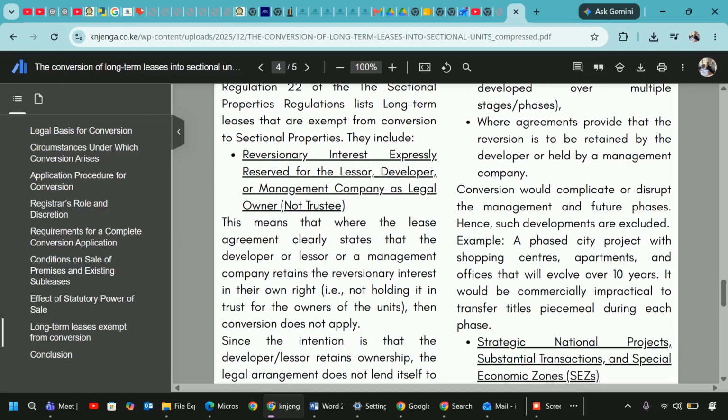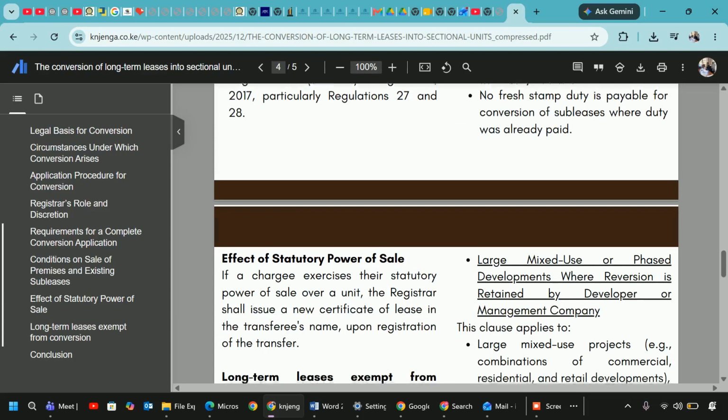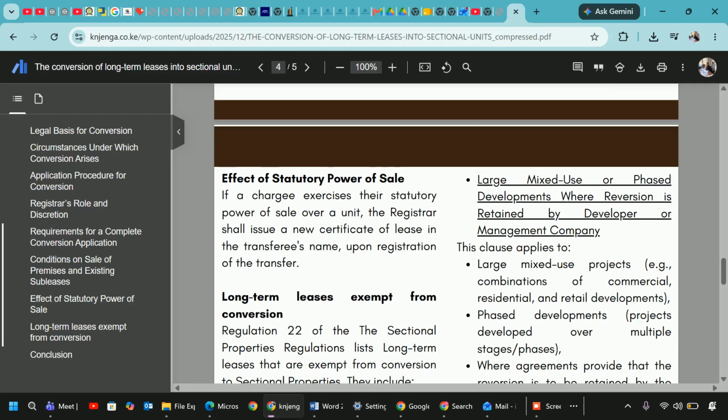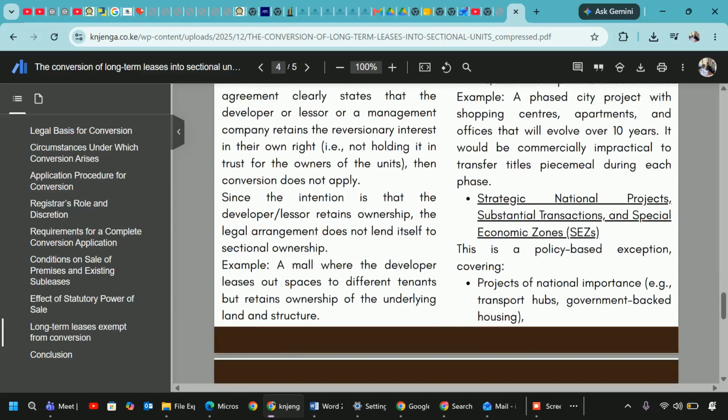Conversion would complicate or disrupt the management in future phases, hence such developments are excluded. One of the examples is a phased city project with shopping centers, apartments and offices that will evolve over 10 years. It will be commercially impractical to transfer titles piecemeal during each phase. So large mixed use or phased developments where reversion is retained by the developer or management company are exempted.